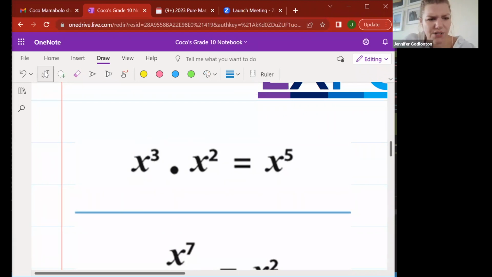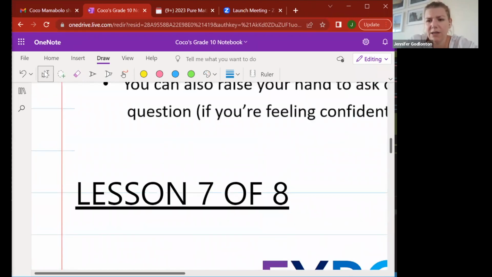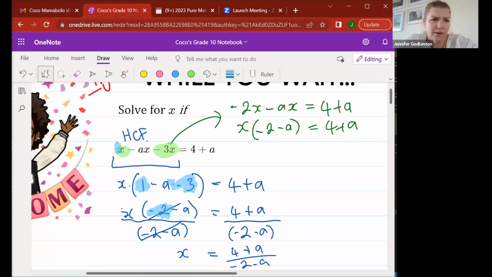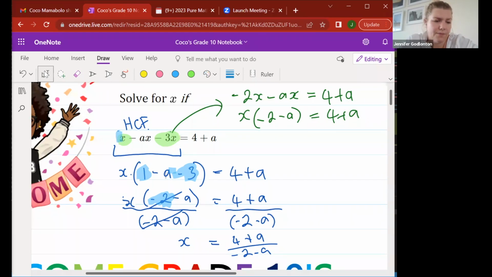Do you want to take a screenshot of the first question that we started with for the day, the literal equation? Okay, quickly zoom back up there. Take it nice and quick for me.